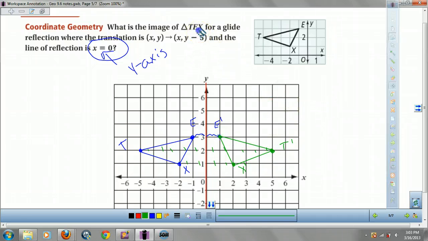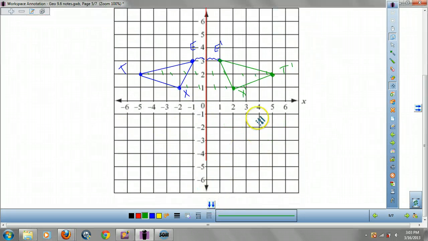Now I have to translate down 5 because of this guy right here. So it's minus 5. Going down 5. Okay? It's red. So E needs to go down 1, 2, 3, 4, 5. This can be my E double prime. Also my ending point. Where text is my preimage, this will be my image, your resultant. X needs to go down 1, 2, 3, 4, 5. That's X double prime. And T goes down 1, 2, 3, 4, 5. That's my T double prime. Connect the dots.